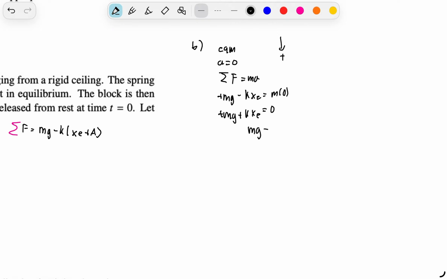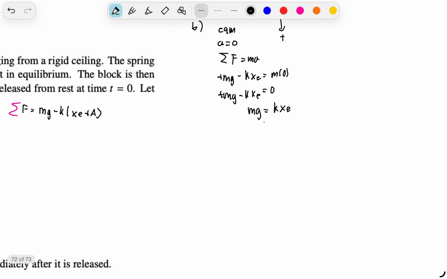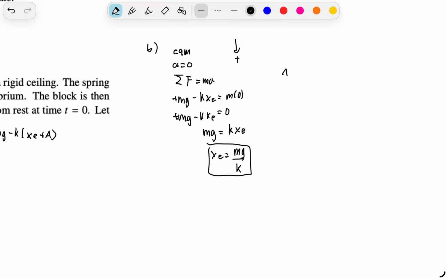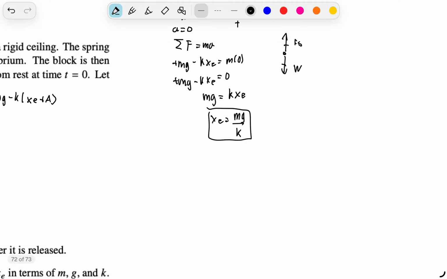So mg is equal to k xe. Now we can solve for xe, so we get this expression here: xe equals mg over k. So when we're at equilibrium, our upward spring force is going to balance the downward weight perfectly.